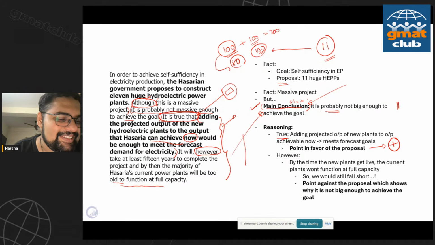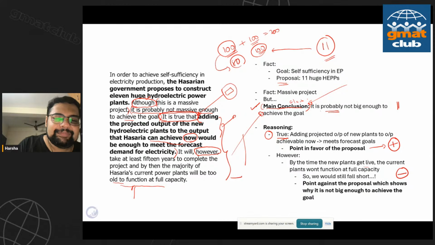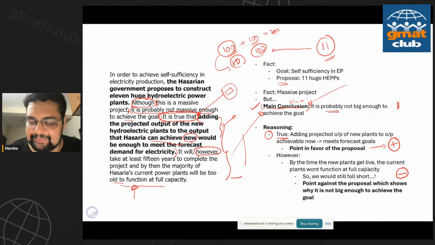That's the logic here. So by the time the new plants go live, the current ones won't function at full capacity. Then how are you going to meet that target? If you realize, this is essentially a point against the plan. So overall, what's happening? The author concluded that it's probably not big enough to achieve the goal. Why is it not big enough? While it is true that, calculation-wise, if you add projected output to what is achievable now, you'll meet it, in reality there's this practical difficulty, which means you won't actually meet it.